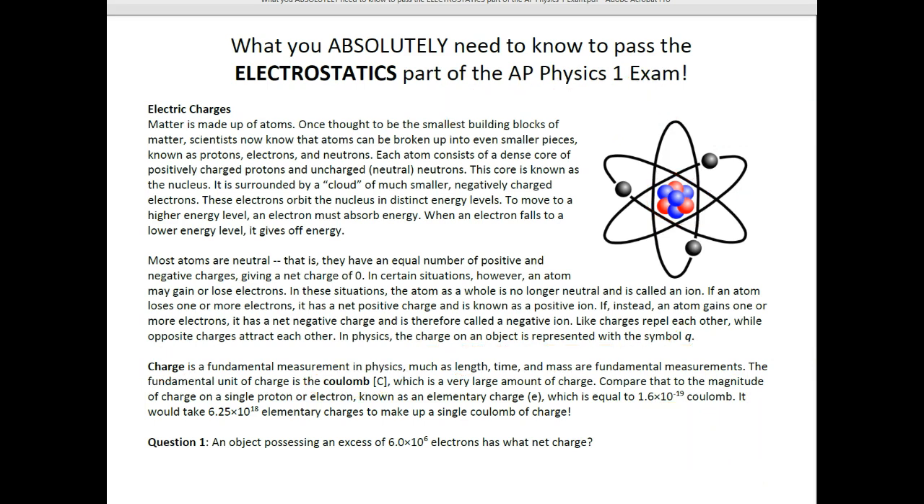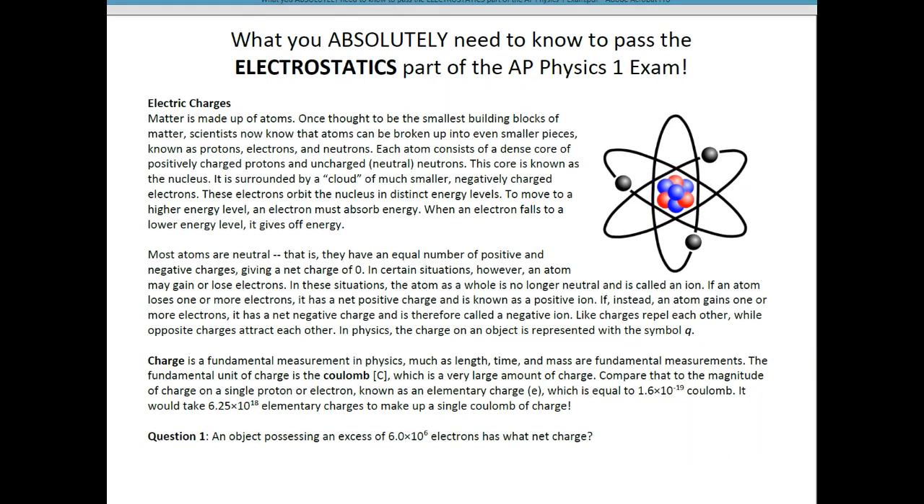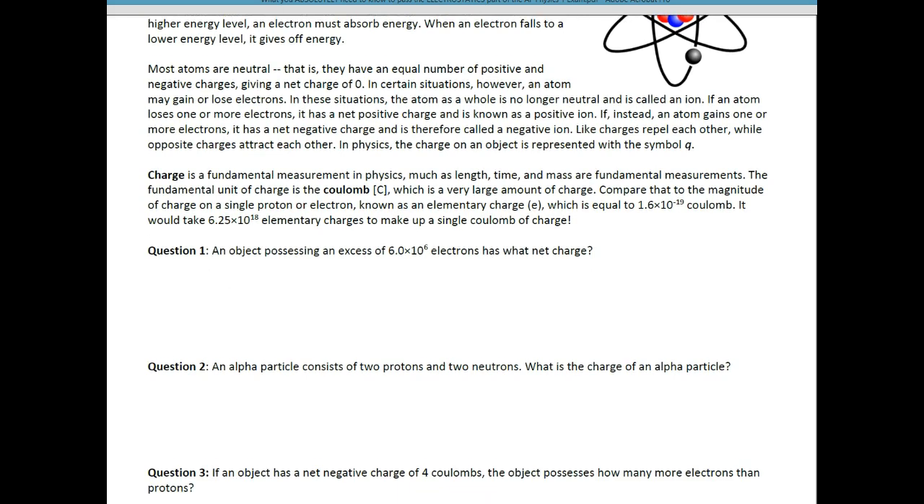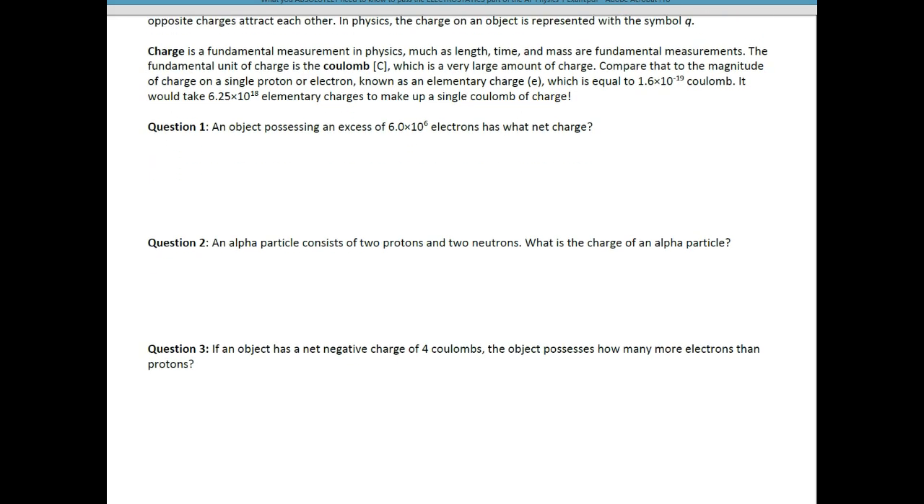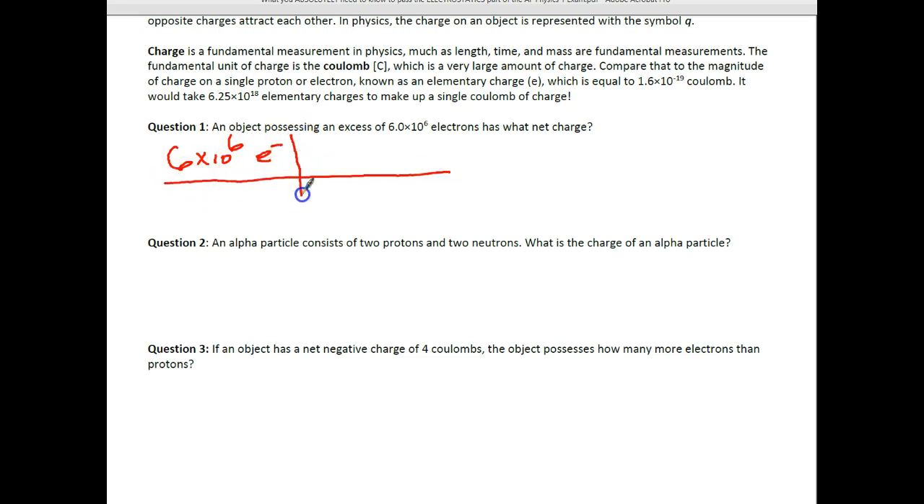Let's go ahead and take a look at our first problem. Our first problem says we have an object that has an excess of 6 times 10 to the 6 electrons, and what charge would it have? So let's start with the number of electrons, which is 6 times 10 to the 6th electrons. So I use the abbreviation E with a negative sign. We know that for every one electron, we have 1.6 times 10 to the negative 19th coulombs.